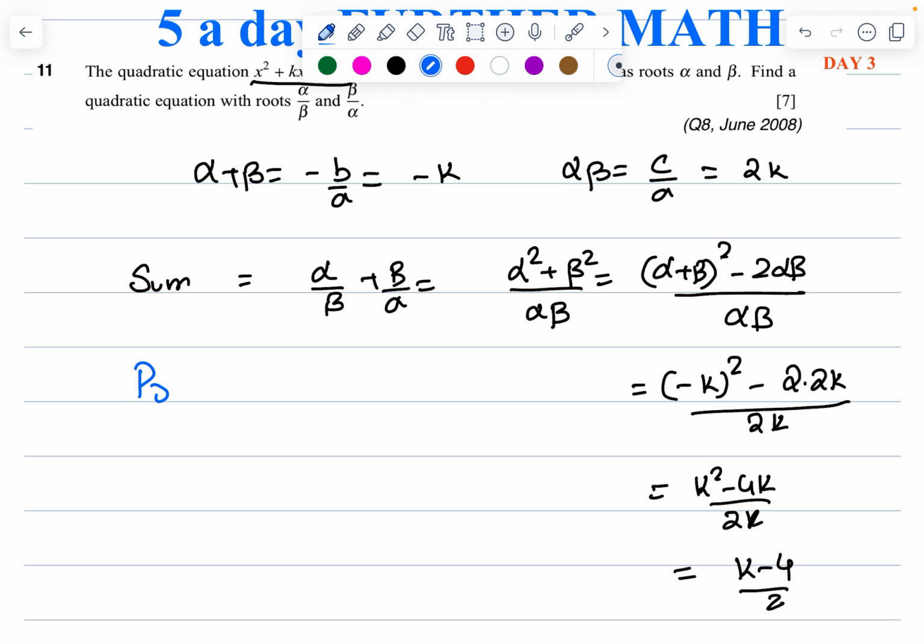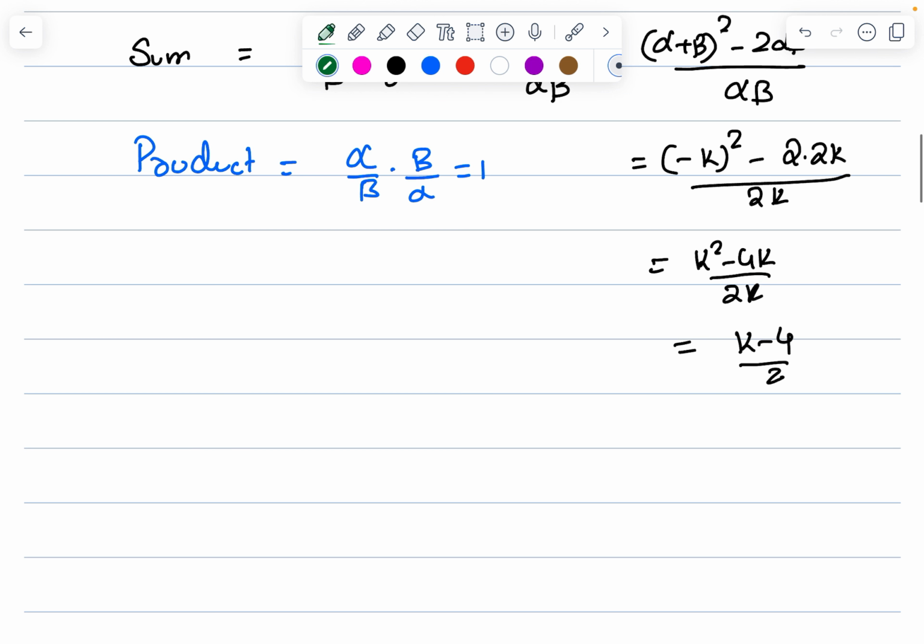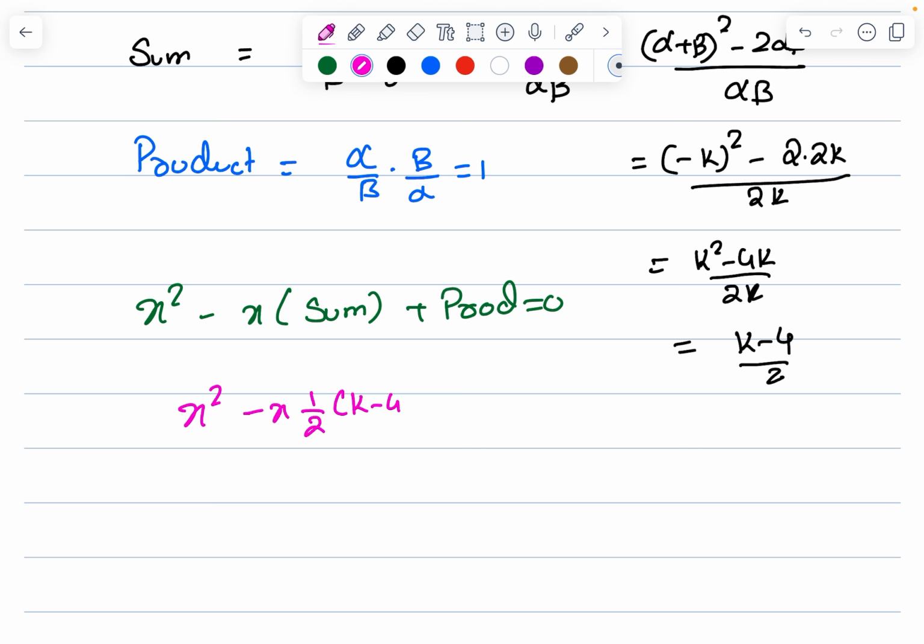Then I am going to find the product of the roots. Product of the roots is alpha upon beta times beta upon alpha, which is going to be 1. Once I know the sum of the roots and the product of the roots, the formula is x square minus x times sum of the roots plus product of the roots equals 0. So it becomes x square minus x times 1 upon 2 times k minus 4 plus 1 equals 0.